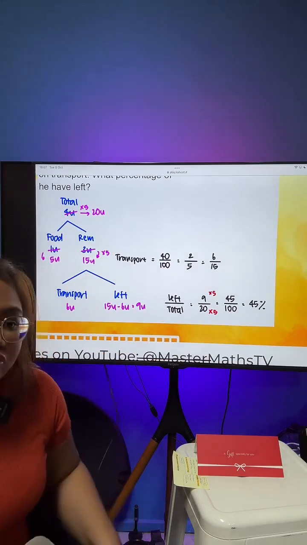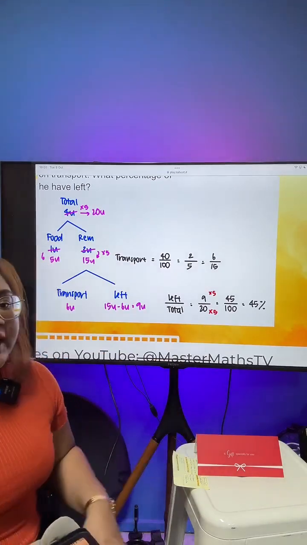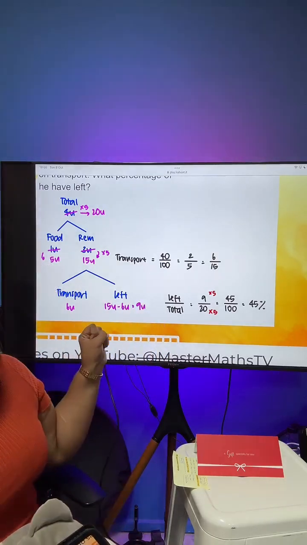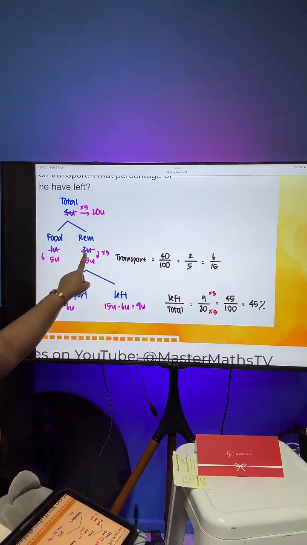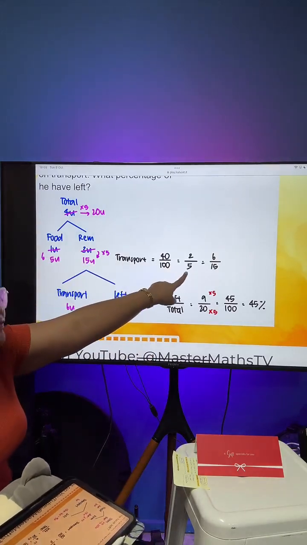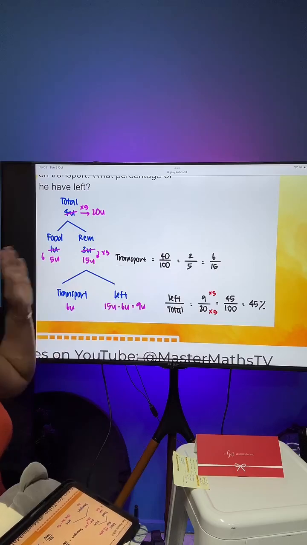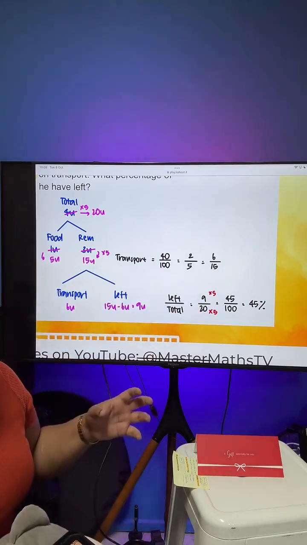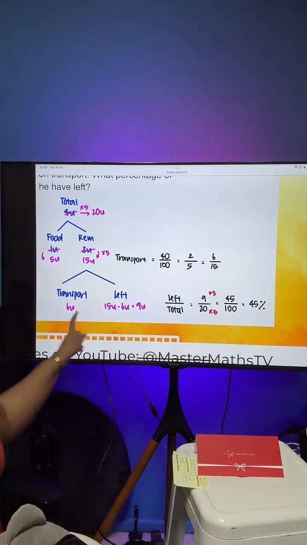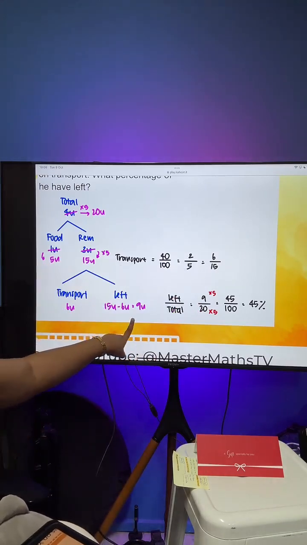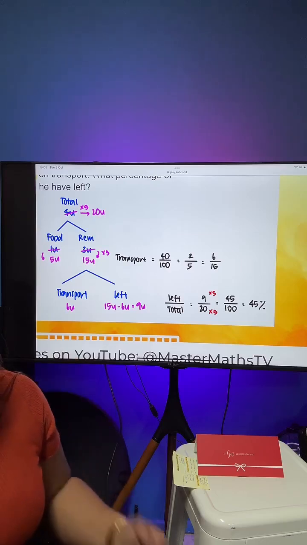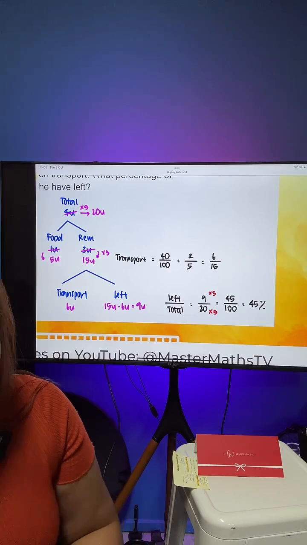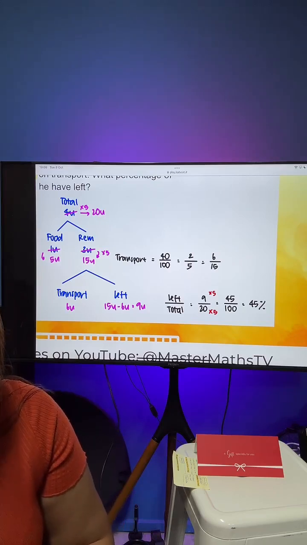45%. Now, if you were to draw a model, you can also draw a model. You will draw 4 parts first, take away 1 part for food, balance 3 parts. But since you have to cut it into 5, you will recut this balance of 3 parts so that you have a total of 15 units for the remainder, okay? So transport 6 units, balance is 9 units left. That's 9 out of 20, which will give us 45%. Okay? 45%. Got it?